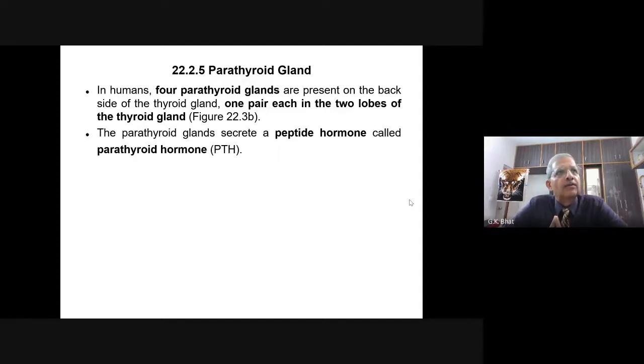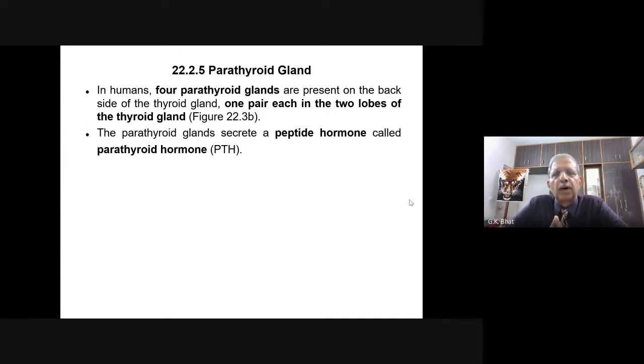The parathyroid glands secrete the hormone called parathyroid hormone. Whenever we speak about the hormone, we should know the chemical nature of the hormone. Is it a peptide hormone? Is it a protein hormone? Is it a catecholamine? Is it a steroid hormone? All these we shall see at the end of the lecture.